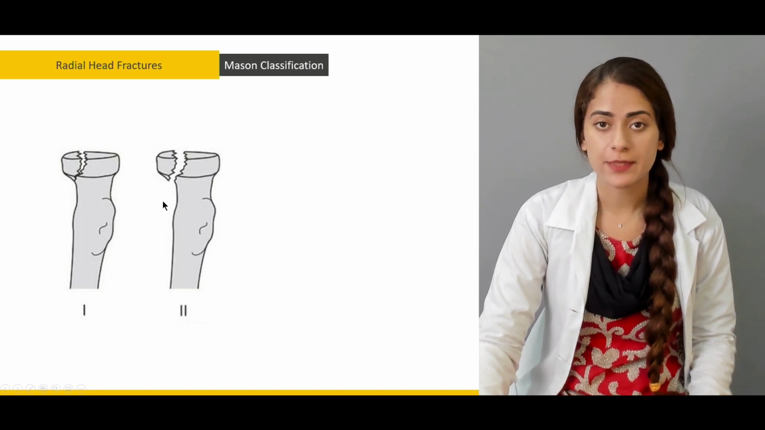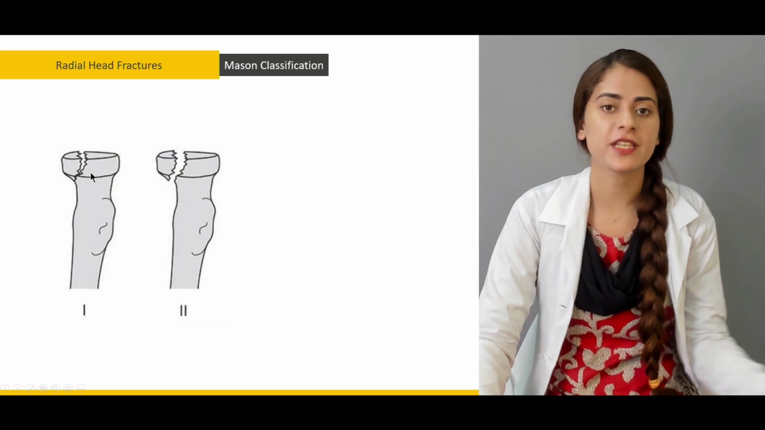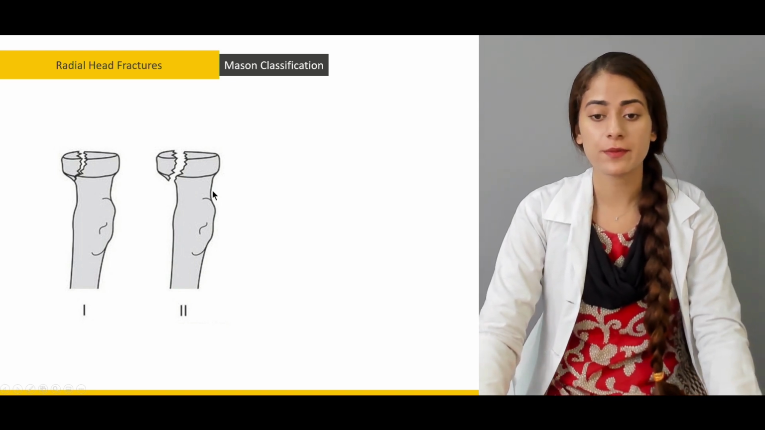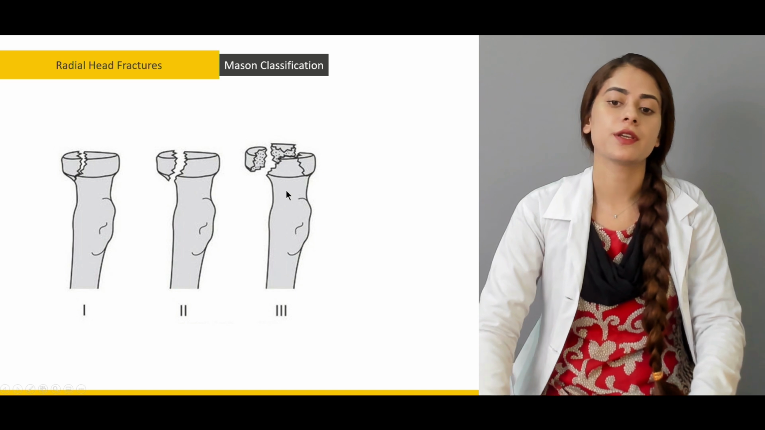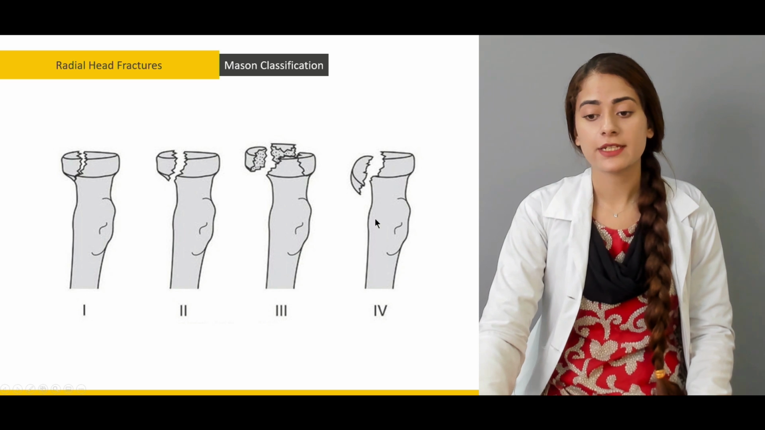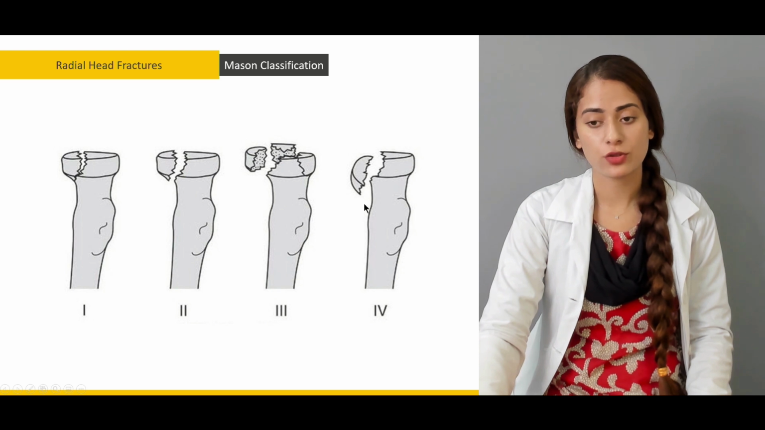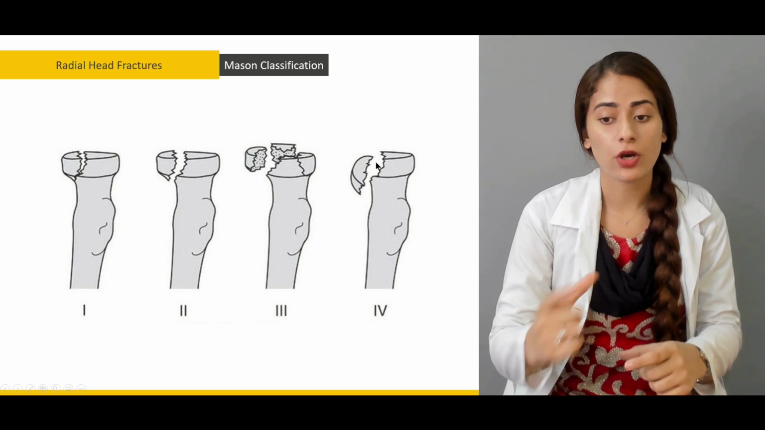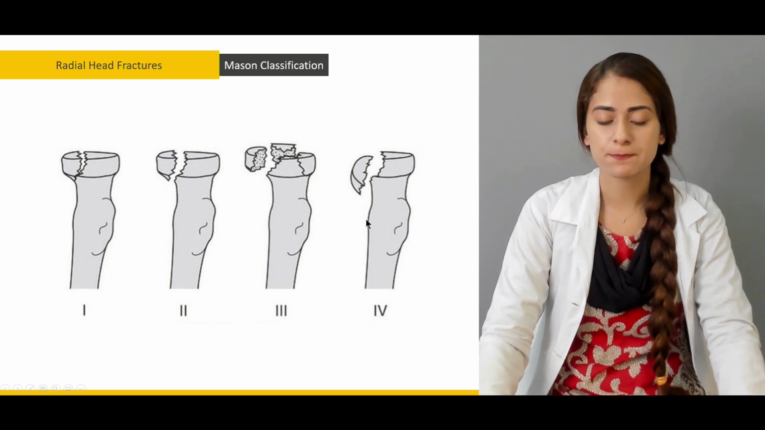Then we have type 2. So in type 1, there is a fracture, but there is no displacement of the fragment. So in type 2, there is a displacement of the fragment. And then we have type 3, which is a comminuted fracture in which there is also displacement of the fragments. So this is the type 3. And in type 4, there is a single fracture which is through and through from the epiphysis and metaphysis, but it is a single comparatively larger portion which is pulled by some tendon away from the fracture site.